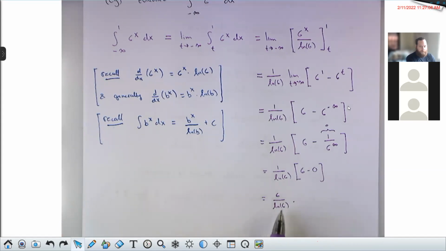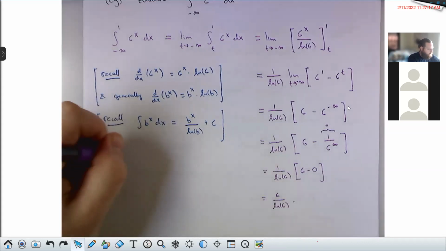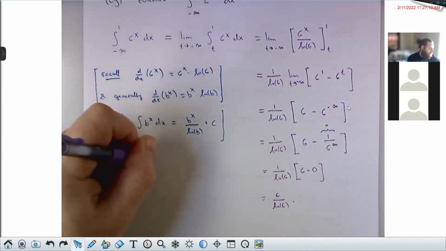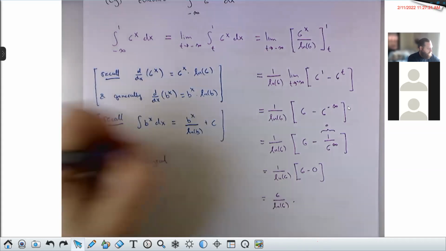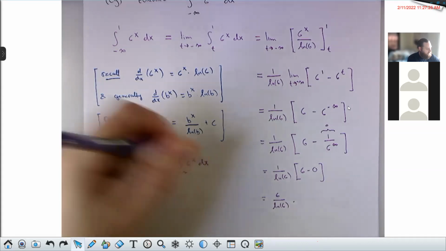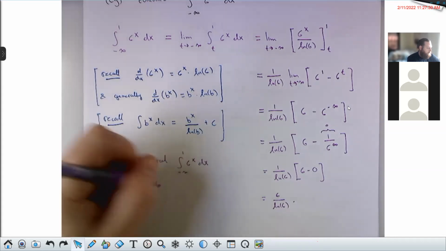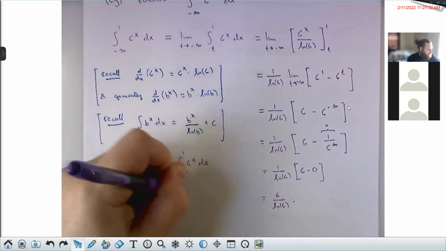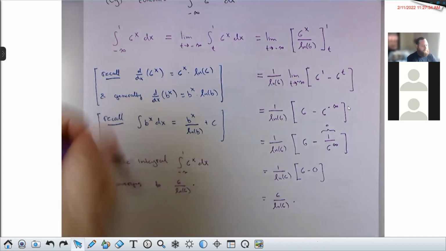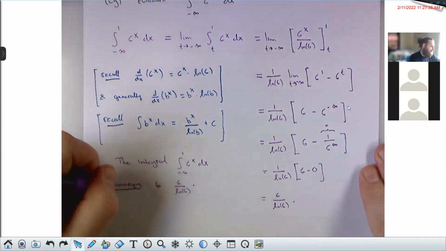And since this is a finite number, right, since the limit defining the integral exists and is finite, we'd say that the integral from negative infinity to 1 of 6 to the x dx converges to the value 6 over the natural log of 6. In particular, it converges.